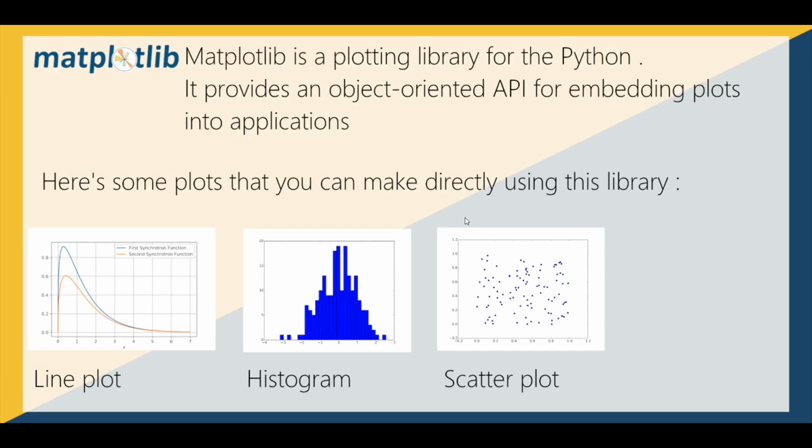And now let's take a look at the next library. Matplotlib is a plotting library for Python. It provides an object-oriented API for embedding plots into applications. So you can plot things into your applications. For example, if you want to plot a chart in a program, you can do it using Matplotlib. So here's an example.